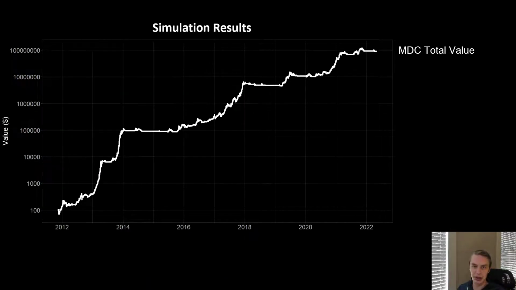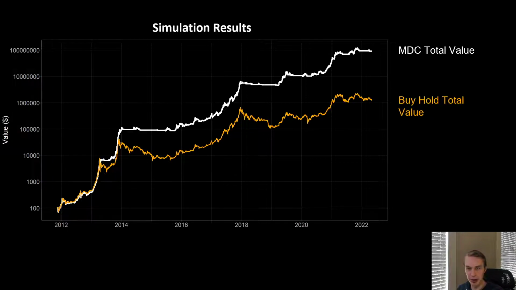Okay, so let's look at the results of this particular simulation. This is the MDC total value. Again, they started with $100 worth of Bitcoin. You can see right now that they're sitting very healthily above that. I think it's around 90 million that we'll see as the total value here in a minute. They are very happily in profit, and they are crushing the buy and hold strategy by quite a bit. You can see that here.